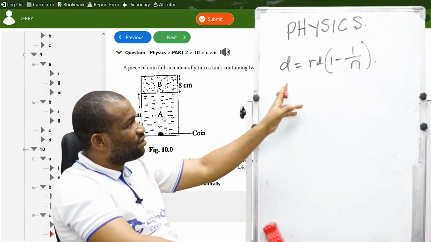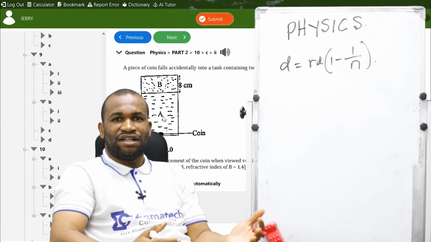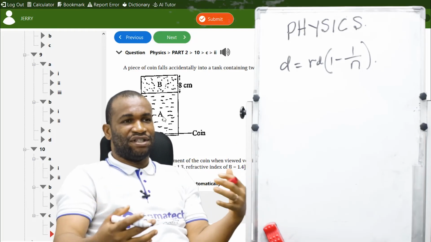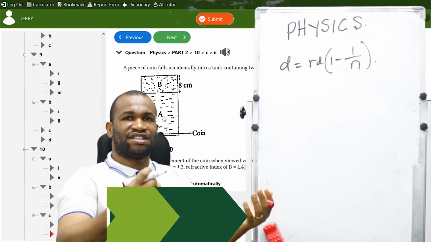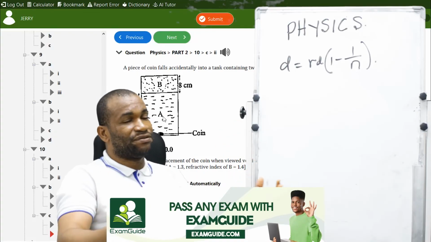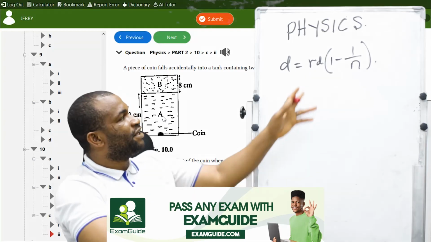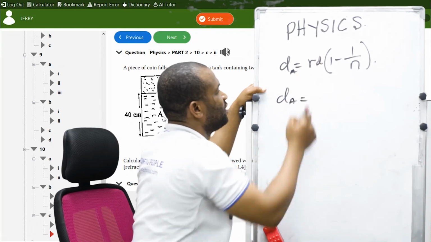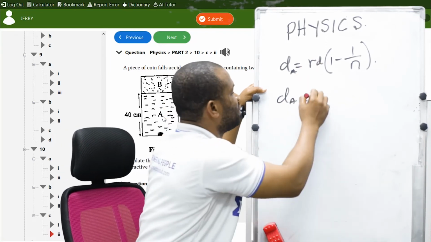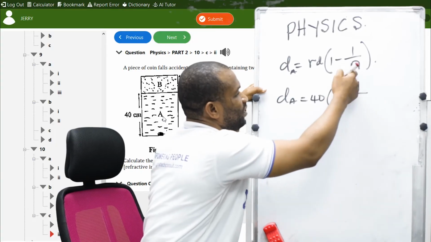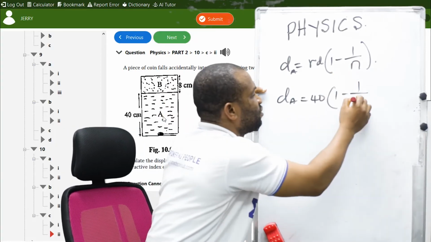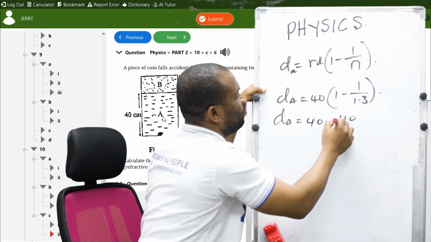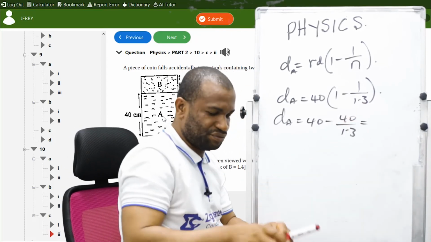I'm sure you know that when a body is inside a refractive liquid, or medium, and you are looking at it through the medium, it will not appear the same. So we have real depth and apparent depth. The formula for finding the displacement is this one. So let's go for A. The displacement for A: the real depth of A is 40, times 1 minus 1 over the refractive index of A, which is 1.3. So this is going to be 40 minus 40 over 1.3.